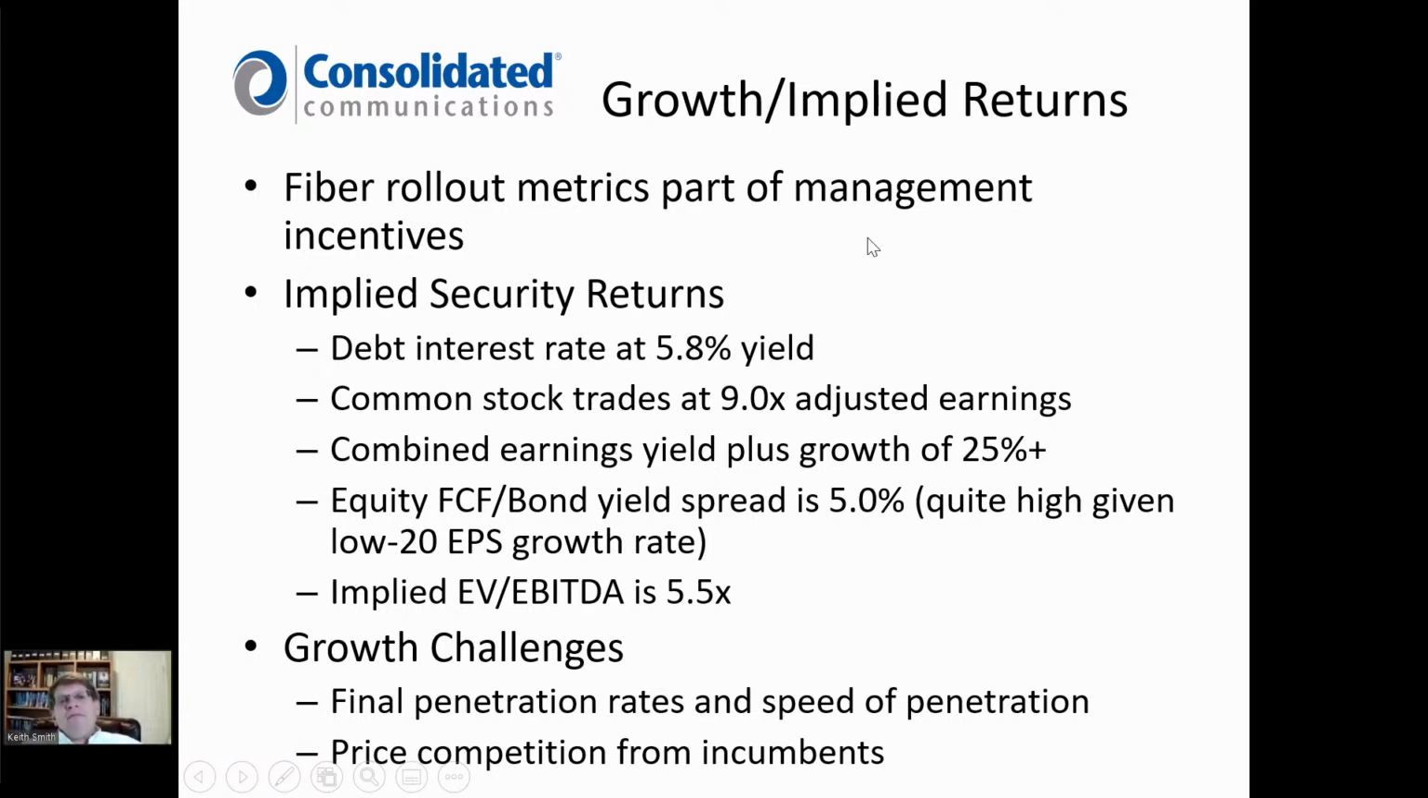So in terms of the key things that have happened with Consolidated, in terms of some of the management incentives, they have basically fiber rollout metrics, which is something that's changed in the past. What happened here was that they had a lot of debt, and so they brought in Searchlight as a private equity firm that provided the financing, the growth financing for this fiber layout.